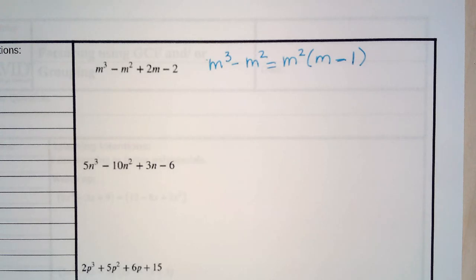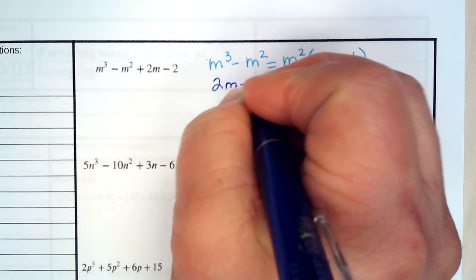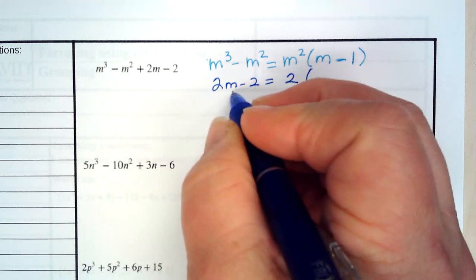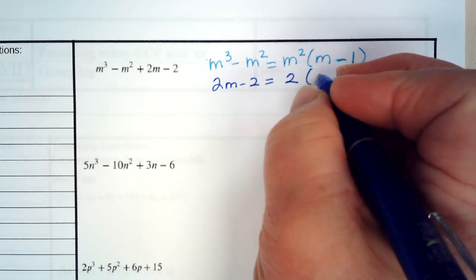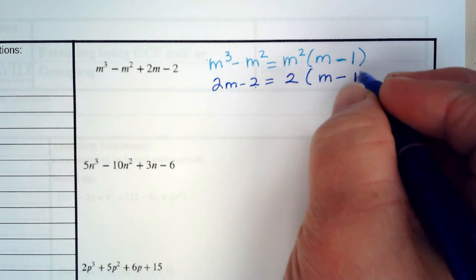Okay, let's look at 2m minus 2. This has a factor of 2 in it. 2m divided by 2 is m, minus 2 divided by 2 is 1.